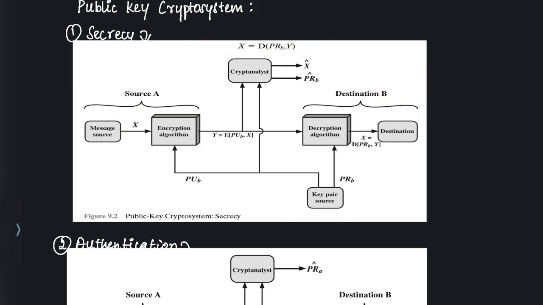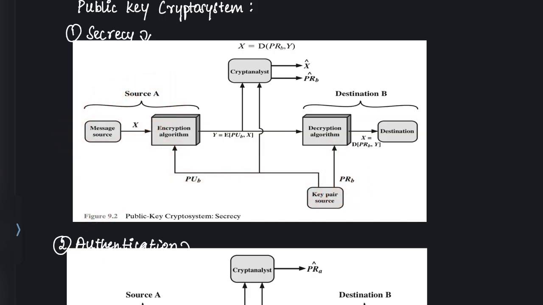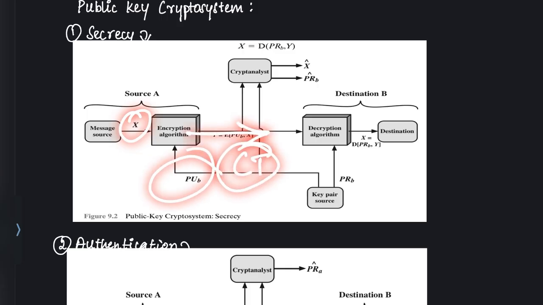This has to be transferred to destination B. Now B will generate a key pair consisting of a public key, which is publicly available, and a private key, PRB, which is kept very secret. This is accessible by the source A. Suppose you have Alice here, it is accessible by Alice. So source A will encrypt the plain text using the public key of B, and we get the cipher text.